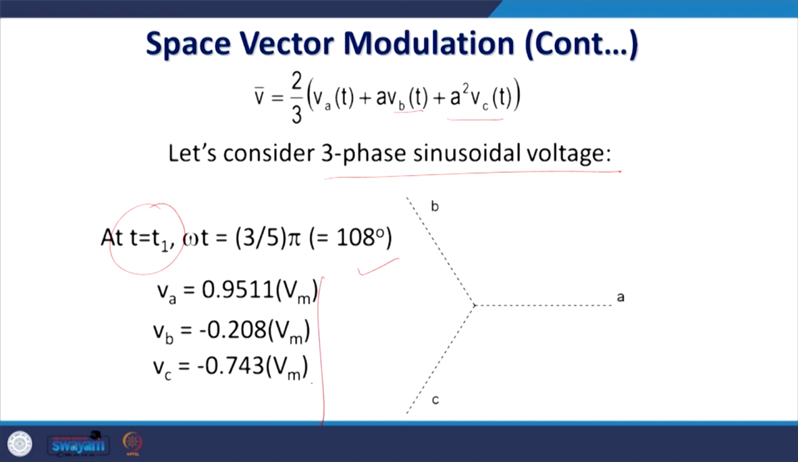So, let us see, these are the 3 phases 120 degrees apart. This value is VA, that corresponds to 0.95. This corresponds to VB, because this is a positive VB. So, this is a negative VB of 0.208.